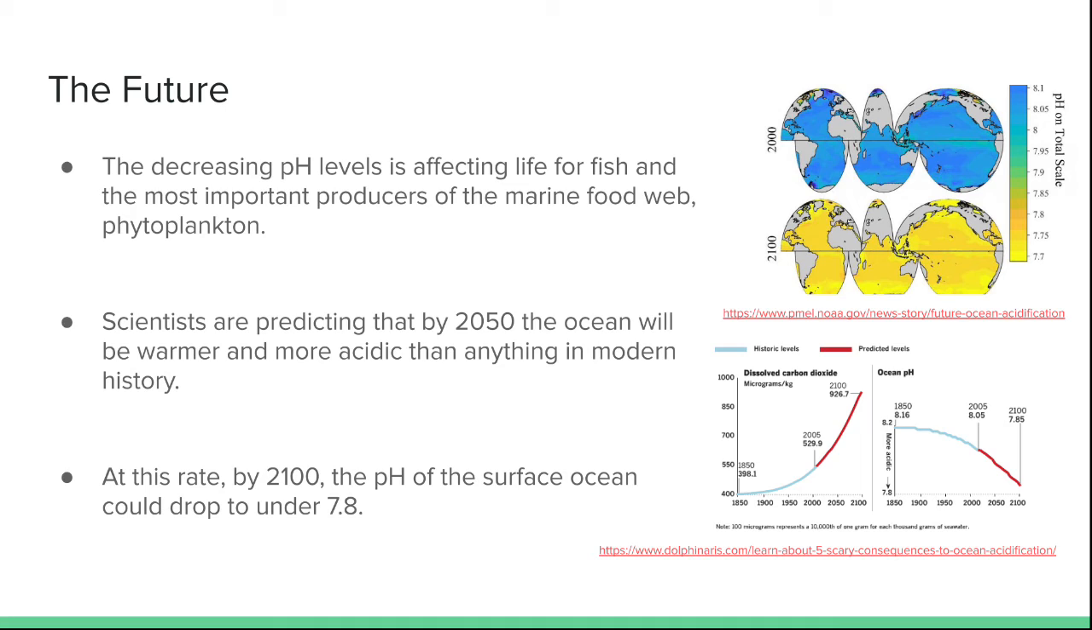At this rate, by 2100, the pH of the surface ocean could drop to under 7.8 on the pH scale. The two diagrams on the right show how the ocean pH has decreased over the past 2 decades, and the second diagram shows how the pH level is projected to continue to decrease over the next century, and the amount of dissolved carbon dioxide in the ocean will continue to increase and increase.